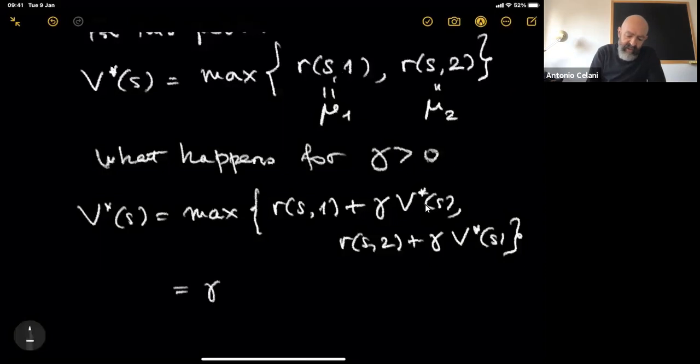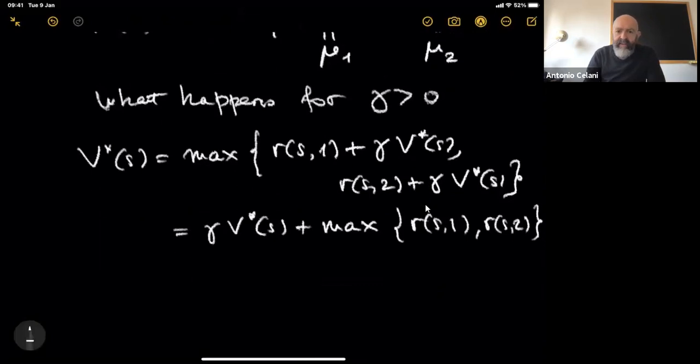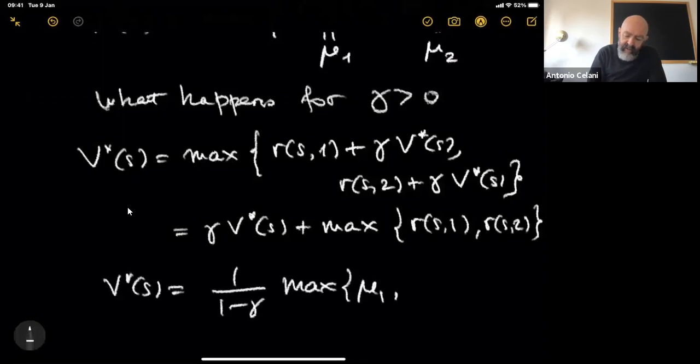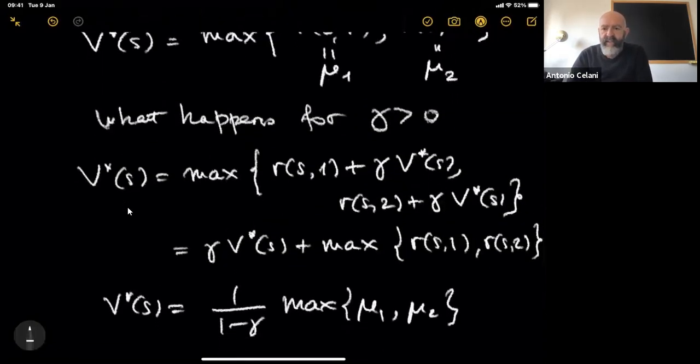So it's not difficult to realize that this object is also equal to the maximum between R plus one. Okay, now last step, very, very easy. We just have to move this V star to the left hand side, and then we are left with the general result that the optimal value is 1 over 1 minus gamma, times the maximum between mu one and mu two. So you see the decision problem is the same here. It's just the prefactor in front of the value that changes. But it doesn't matter if you have gamma equals zero or gamma very close to one, it just changes the numerical amount of your objective function G, but doesn't change the decision. You always pick the best coin.